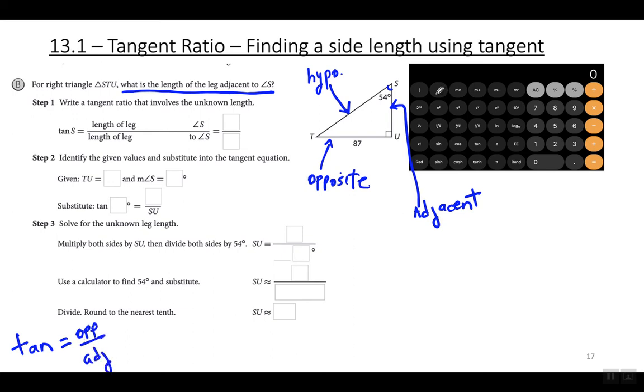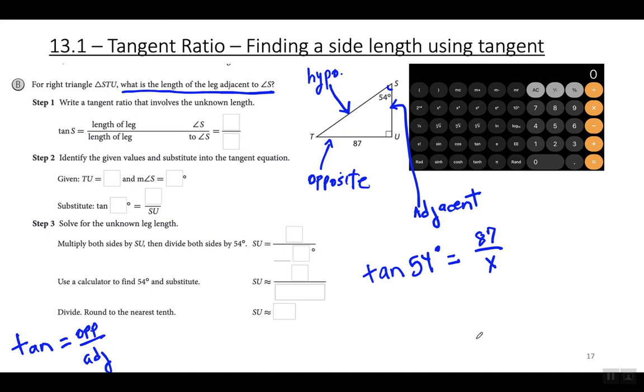So I'm going to use this angle right here, the angle S, which has 54 degrees. So the tangent of 54 degrees, that's how I would write it. The tangent of 54 degrees equals the opposite side divided by the adjacent side. In this case, the opposite side is 87. And the adjacent side is what I'm looking for. I don't know what the length of the adjacent side is, so I'm going to put a variable. Let's put the letter x.